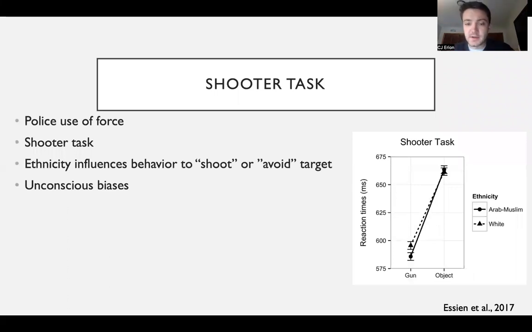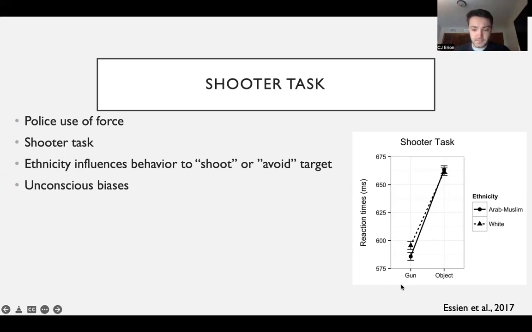Finally here, last slide for this lecture is another way that this accessibility aspect has been researched, which is in the shooter task. This gets at the pretty highly debated topic of definitely the last few years now, which is police use of force. In the shooter task, it's on a computer screen, and you see an individual on the screen who either is holding a gun or a different object, and your job as a participant would be to either shoot or not shoot and make that decision as quickly as you can.